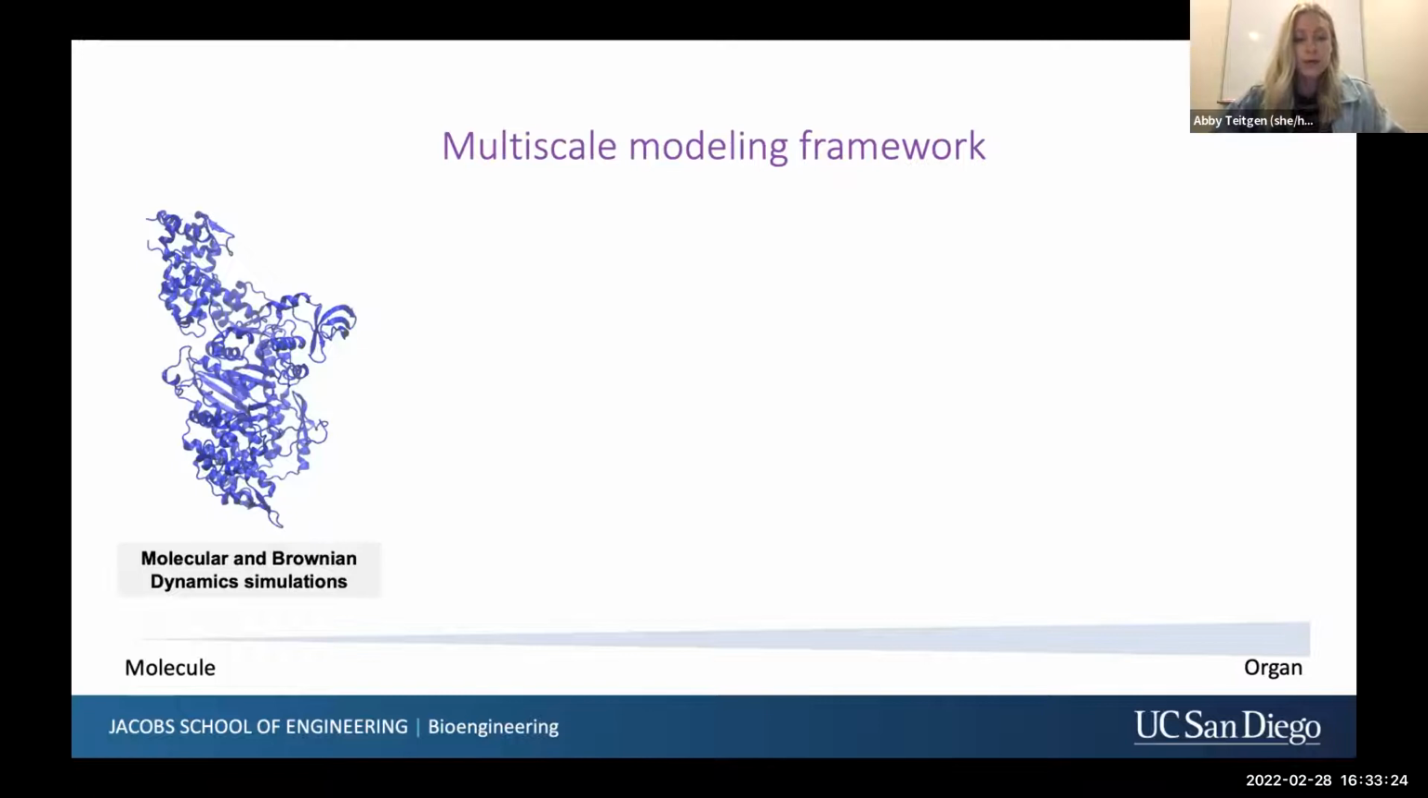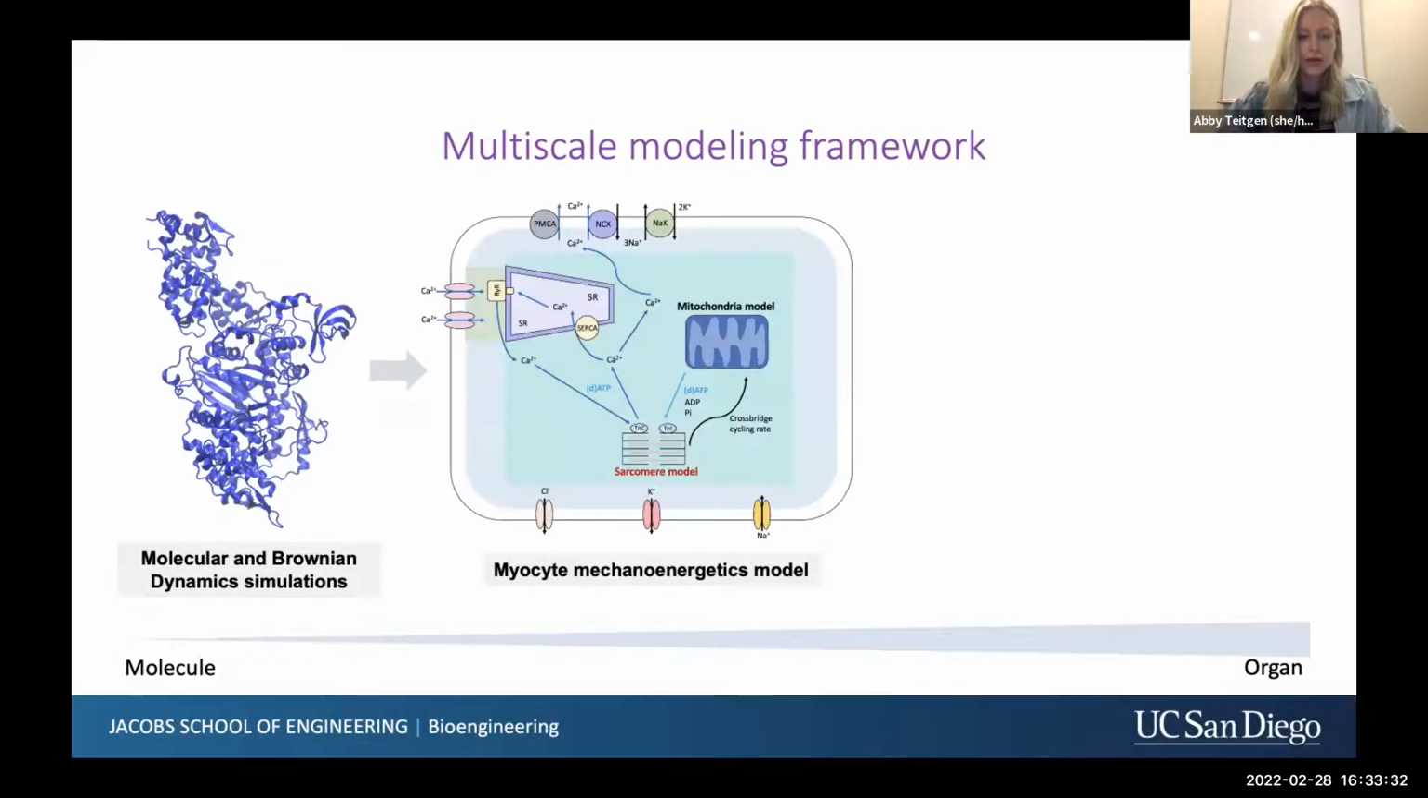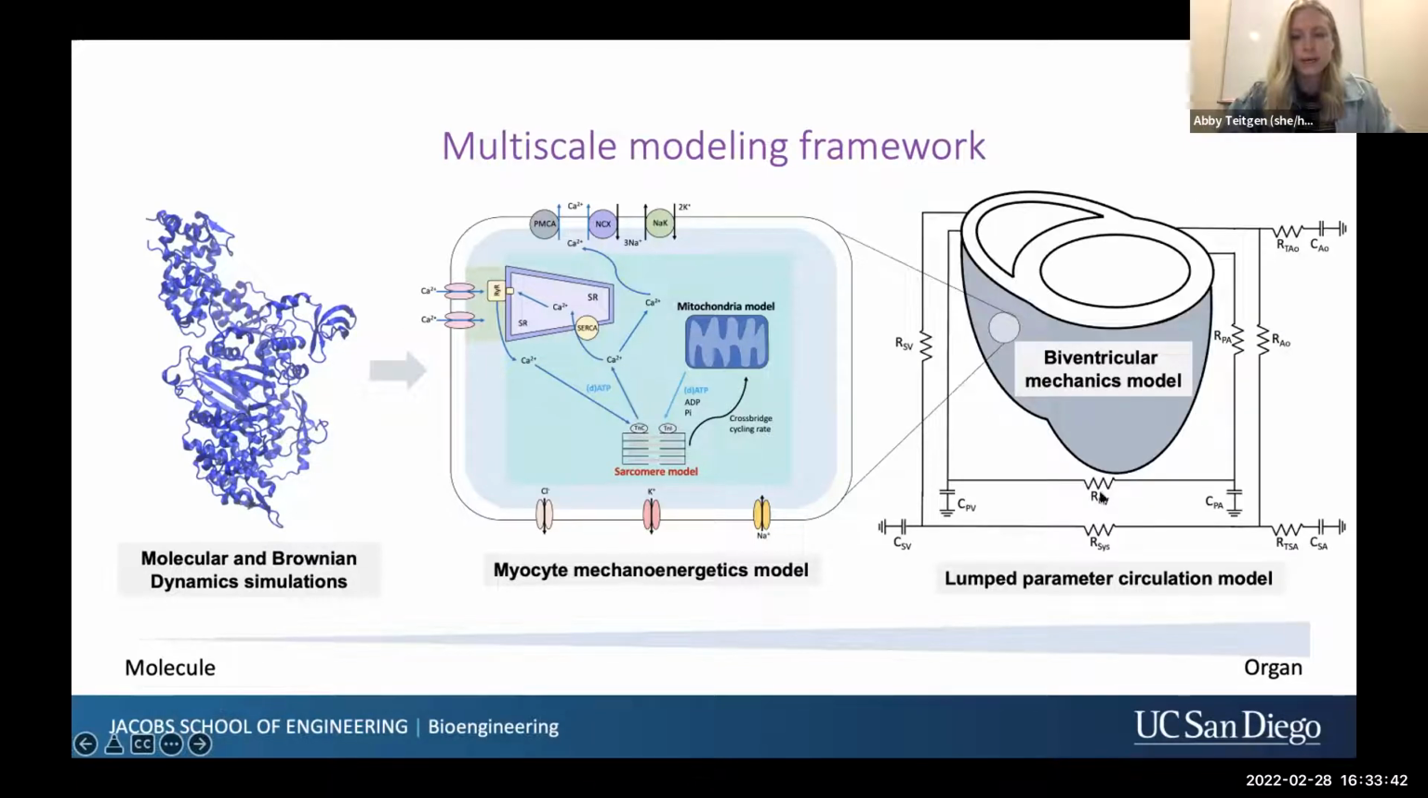So we started with molecular and Brownian dynamics simulations of myosin binding to actin with dATP. And then we used this to constrain a Markov model of sarcomere mechanics, which is also coupled to a myocyte energetics and calcium dynamics model. And then this is embedded within a biventricular mechanics and lumped parameter circulation model.